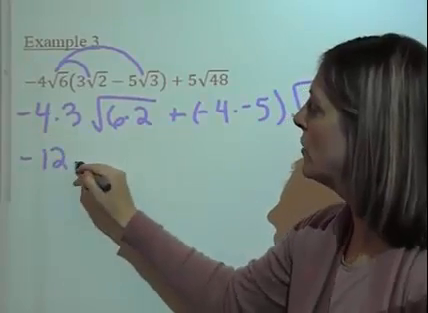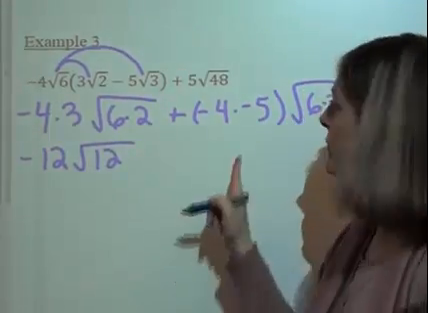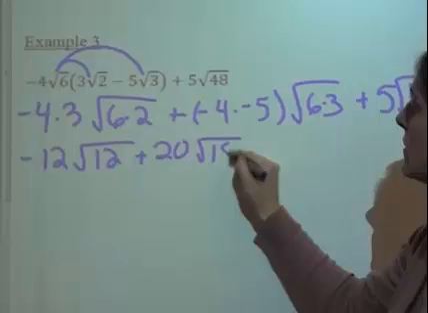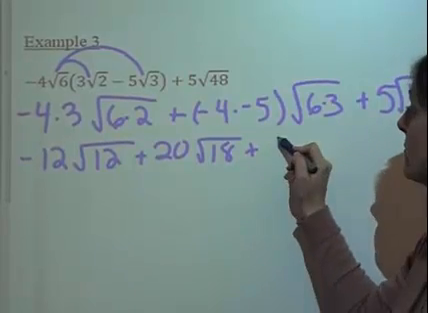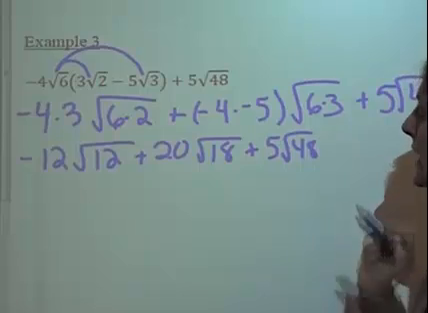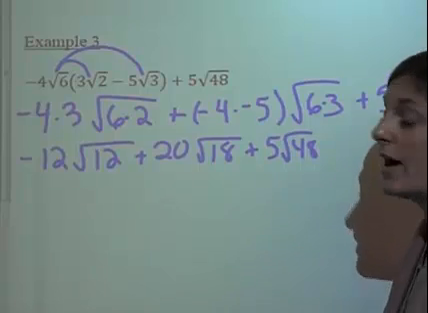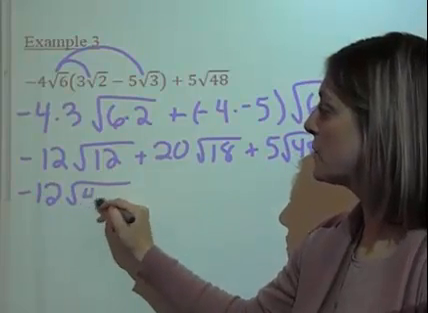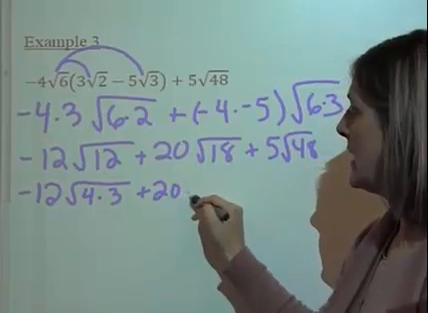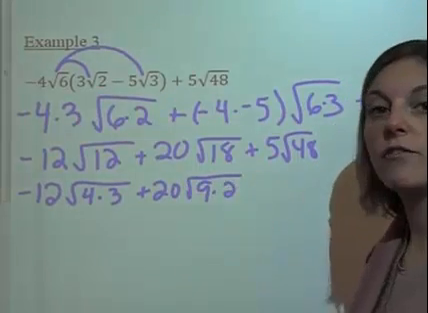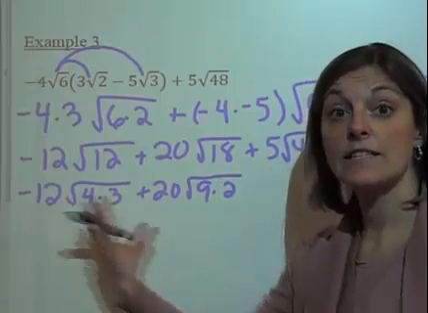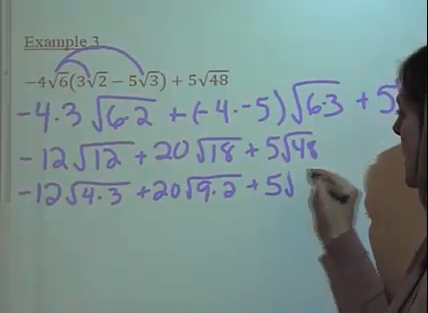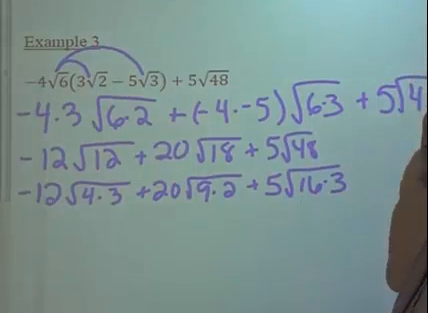So we have -12 square root of 12, 20 square root of 18, and then 5 square root of 48. Now we want to look and see how those can simplify or break down. So we can say, well, this is 4 times 3, and 18 is 9 times 2. So we're looking for the biggest perfect square that is a factor of those numbers inside the radicands. All right, and then we have 5, and then square root of 16 times 3.